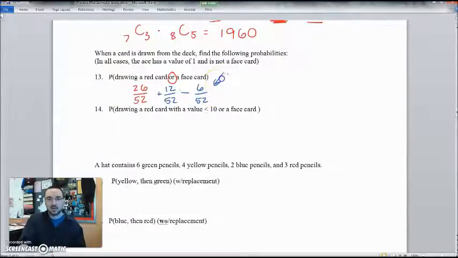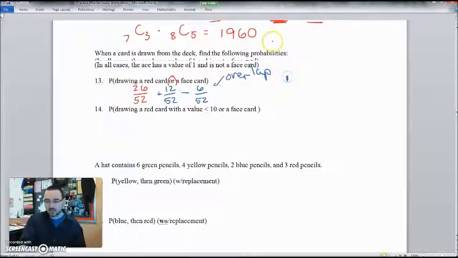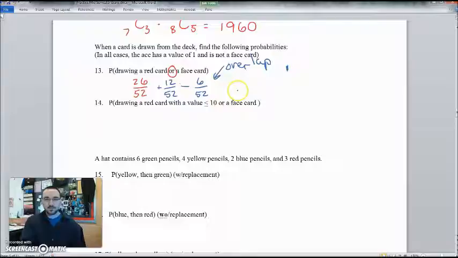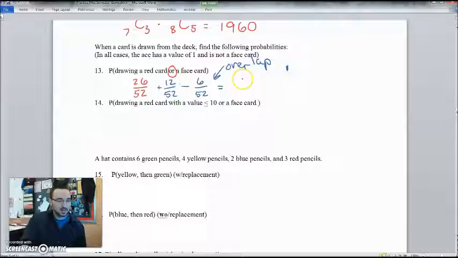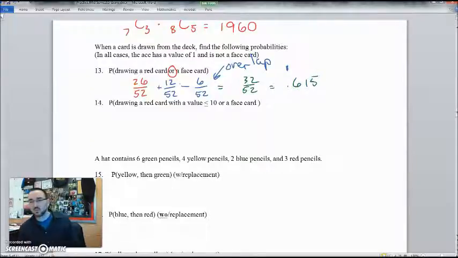That's our overlap. Okay, this is our overlap between our cards, right? So we have 6 red face cards that we don't want to double count, so we just want to get them once. So this turns out to be 32 out of 52. If we add them up and then subtract it out, we get 32 out of 52, or what I'd rather prefer is 0.615, an actual decimal between 0 and 1, or a percentage of 61.5% chance of drawing a red card or a face card.